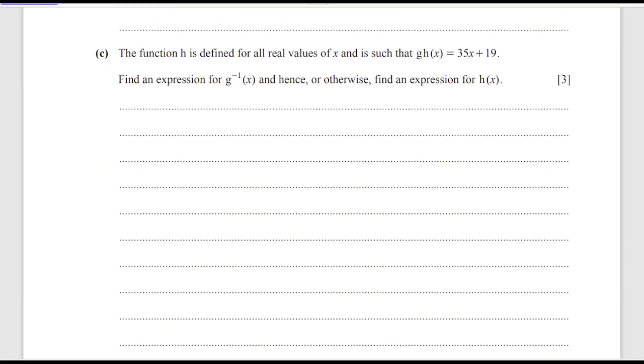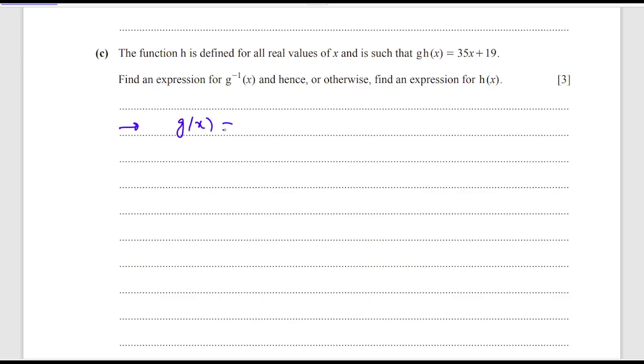Part C. The function h is defined for all real values of x and is such that gh of x equals 35x plus 19. Find an expression for g inverse of x and hence or otherwise find an expression for h of x. So the first part of the question is to find g inverse of x.